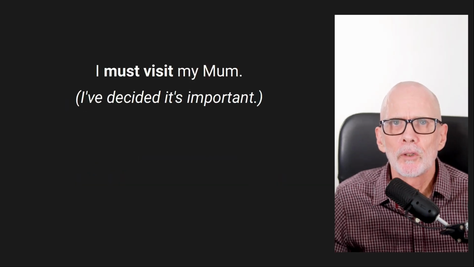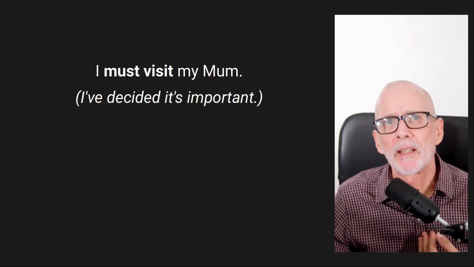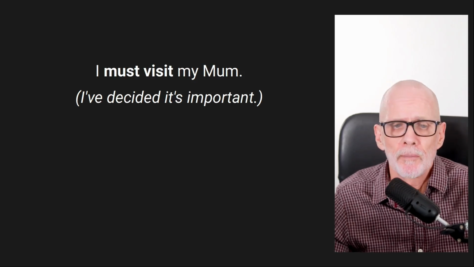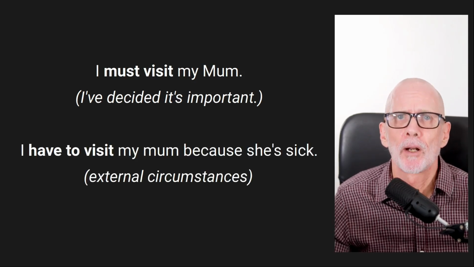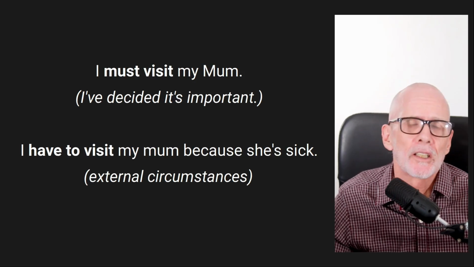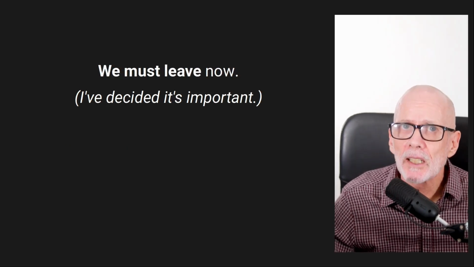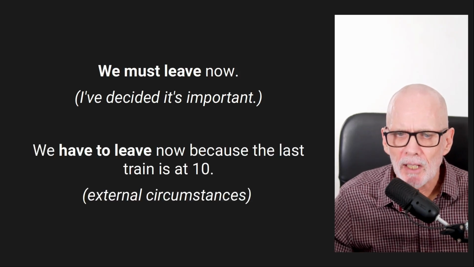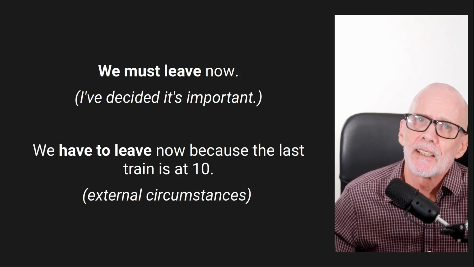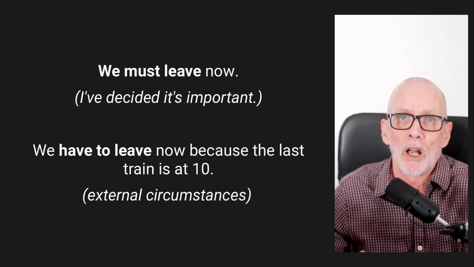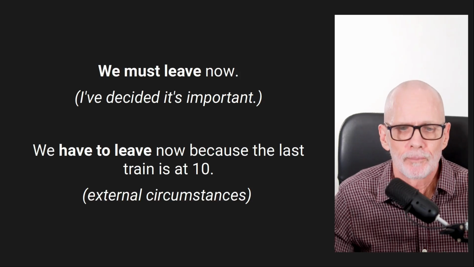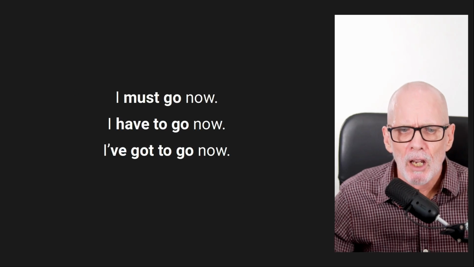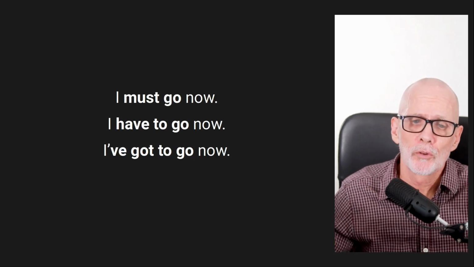So another example, I must visit my mum. It's something that I feel. Maybe I haven't seen my mum for a long time. Or I have to visit my mum because she's sick. It's an external circumstance. We must leave now. I've decided it's important. We have to leave now because the last train is at 10. It's an external circumstance. I don't control the last train. So I must go now. I have to go now. I've got to go now. I've told you the rule.